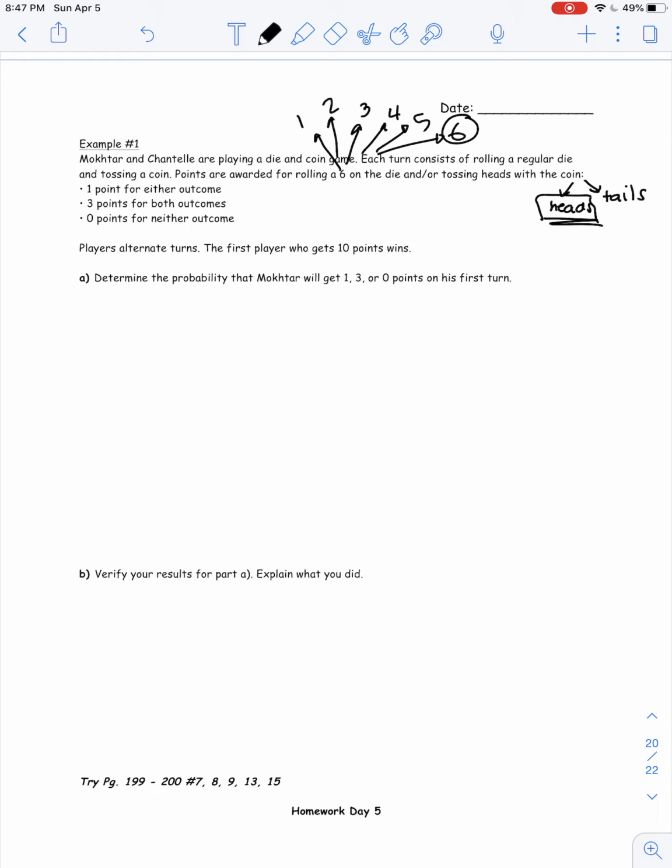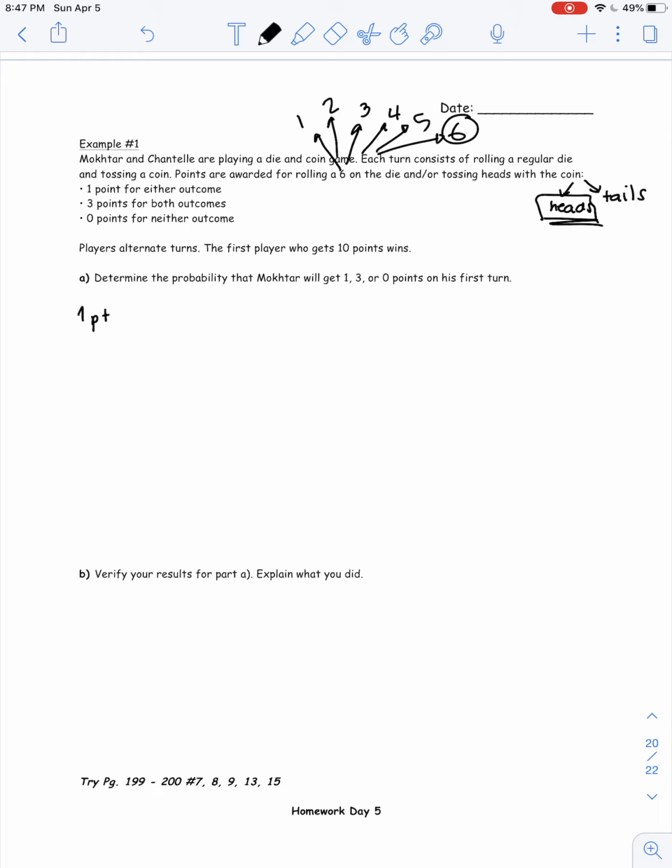So you get 3 points if you get both outcomes, meaning you get a 6 and a heads occurring when we do both of those items. And 0 points if neither outcome happens, meaning on the actual die you get 1 to 5, or you toss a tail. So players alternate turns. The first player who gets 10 points wins. We want to figure out the probability of Mokhtar getting 1 point, then 3 points, then 0 points.